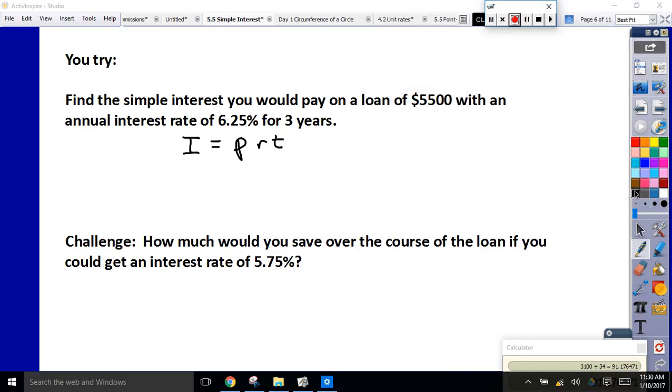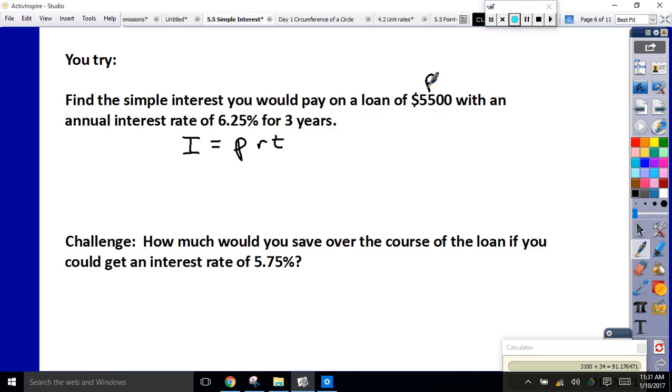Okay, so our formula for simple interest is interest equals principal times rate times time. So from this problem, let's identify what each of these numbers is. If we have a loan of $5,500, Trey, what does the $5,500 represent? Which letter in our formula? That's the principal. So I'm just going to make a little P up above it.